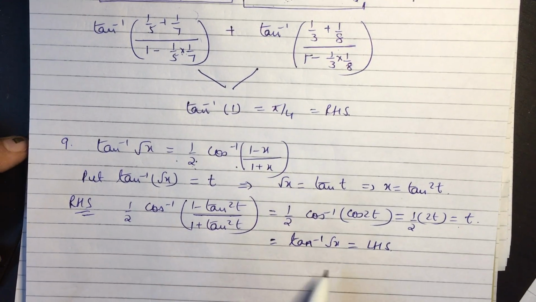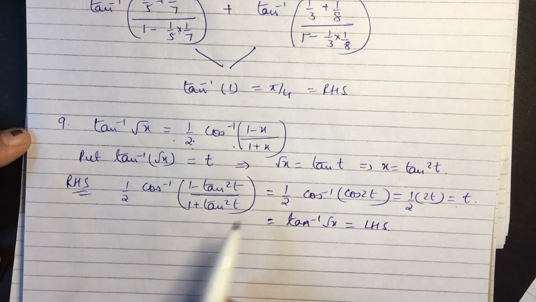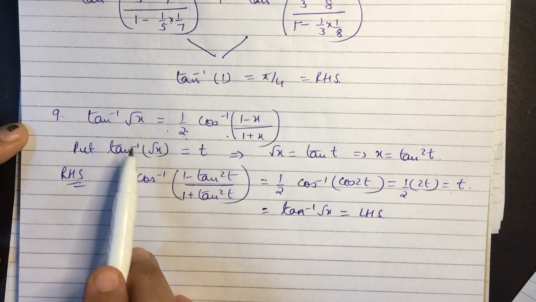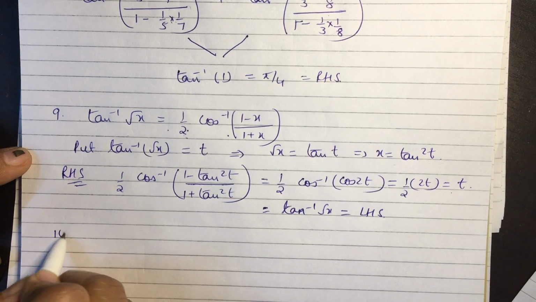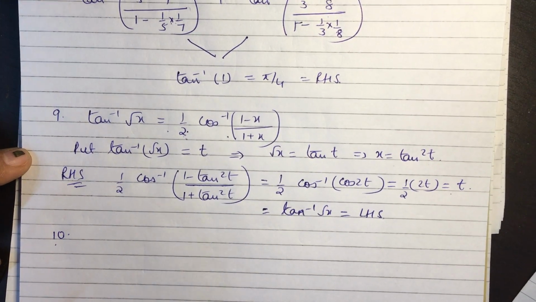So this is how we are going to prove. In proof questions, we will never consider both the left hand side and right hand side simultaneously. Now let's start with the question number 10.